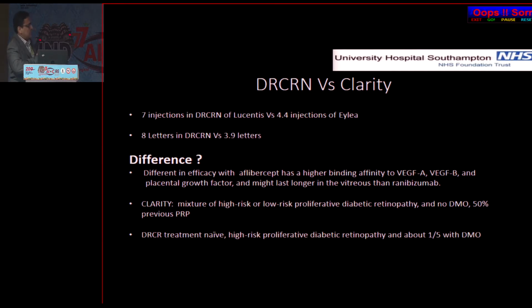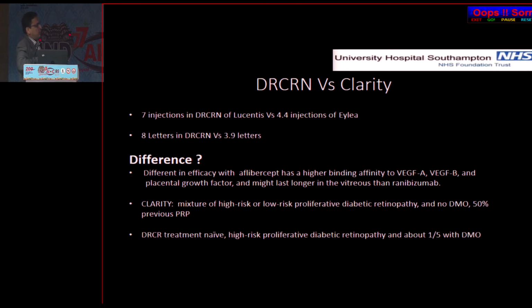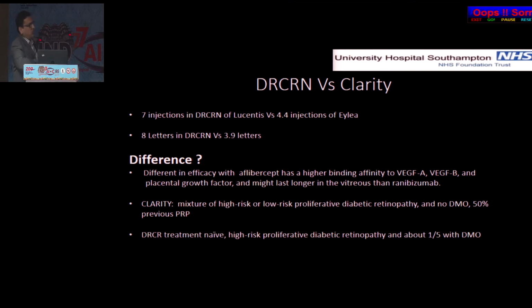Okay, just the last slide. In the Clarity study, there were only 4.4 injections in 12 months, whereas in DRCR.net there were 7 injections. The letter gain was different between the 2 groups as well. But why are we seeing this difference? Probably Eylea has a different mechanism of action, with binding affinities for different molecules, which is VEGF-A, VEGF-B. I don't need to teach about it, but that's well recognized.